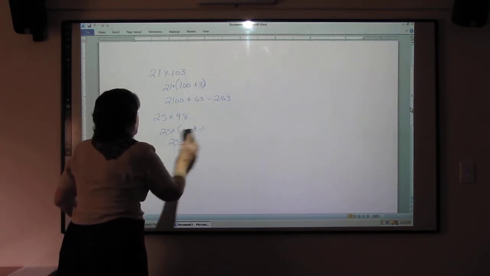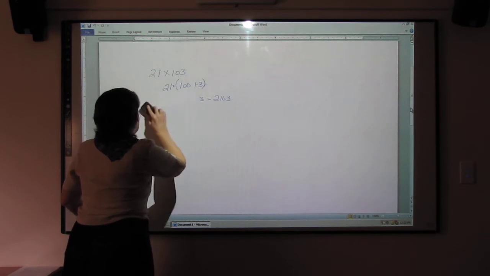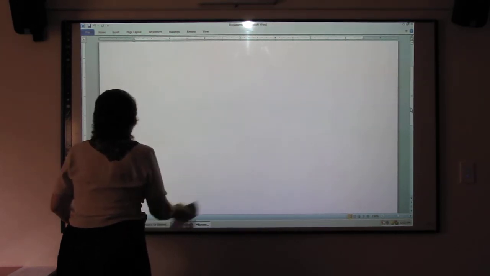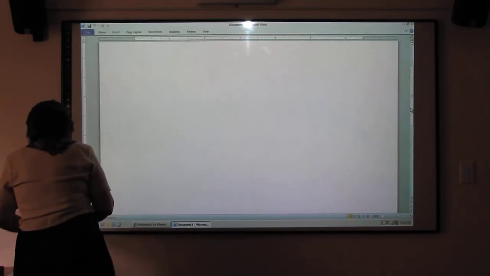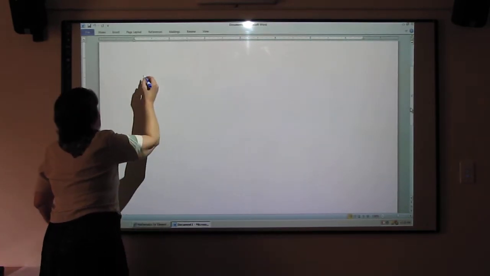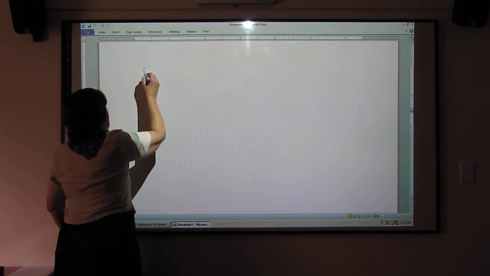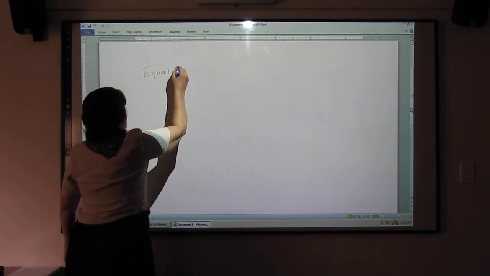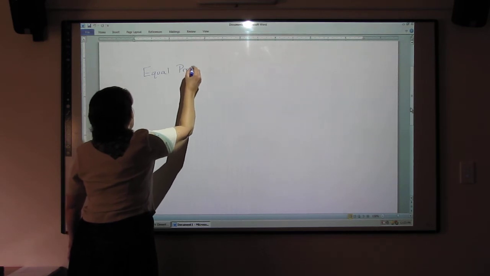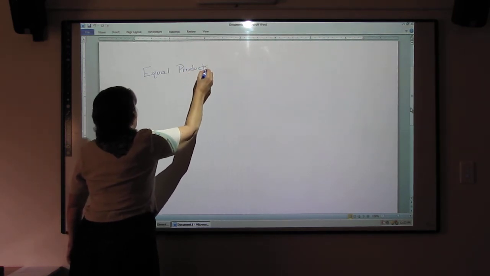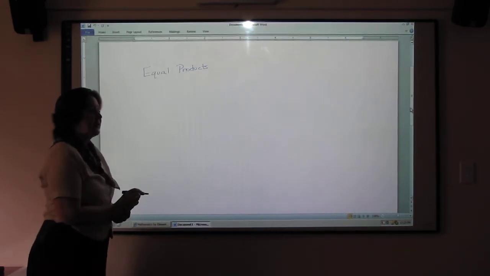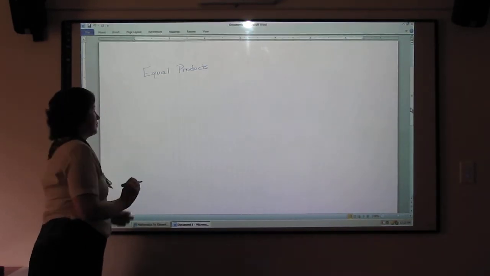Compensation and substitution were both used in mental addition and subtraction as well. So they should be fairly comfortable. These two are a little different, but not completely different. We have equal products as the first one. And it's something like the equal differences that we did in addition and subtraction.